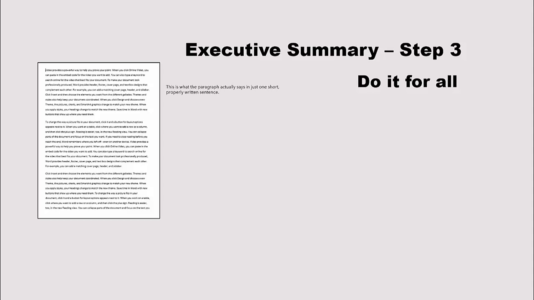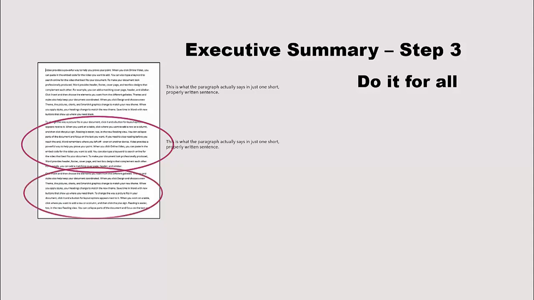The third step is to do this for each paragraph in the document, in order. Write a summary sentence for paragraph number 2, and then for number 3, and so on. Don't jump ahead. Just keep writing a sentence for each paragraph. These are not bullet points.